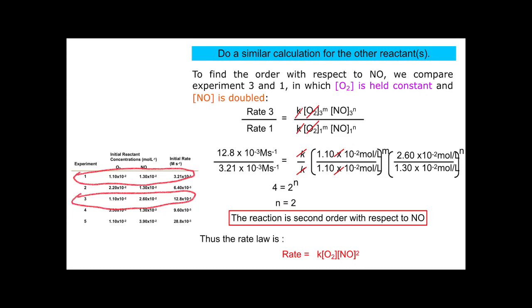So we can write the rate law is rate equal to K, concentration O2, concentration NO to the power of 2.